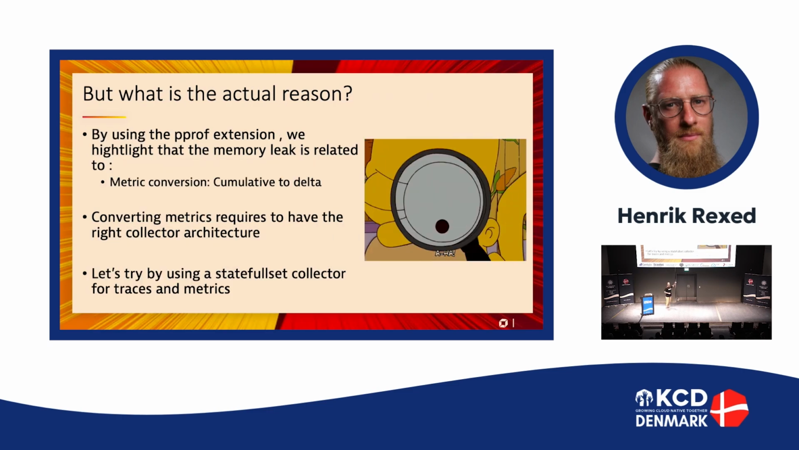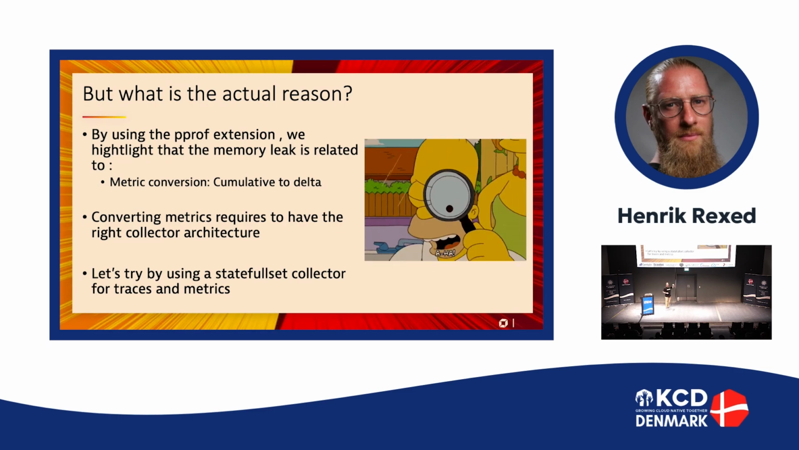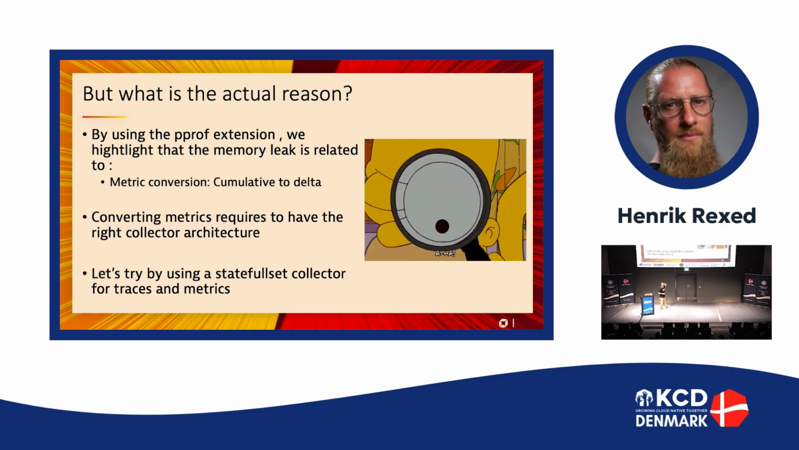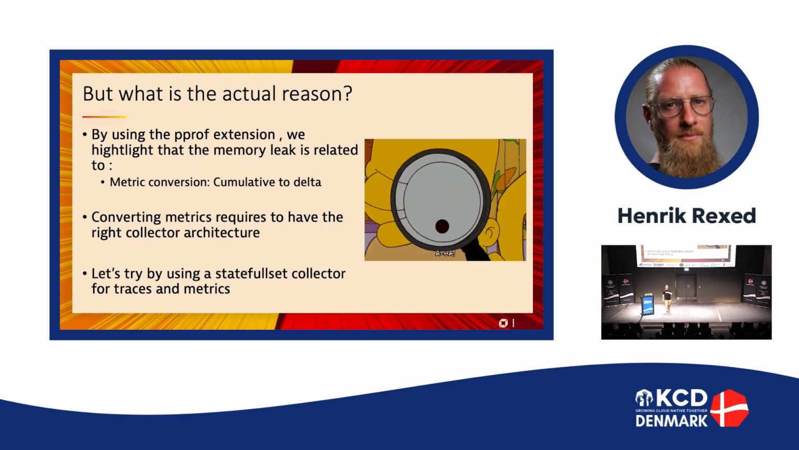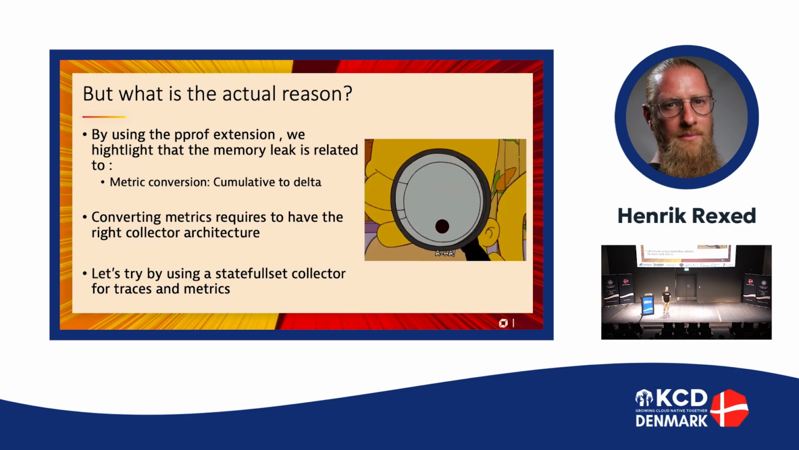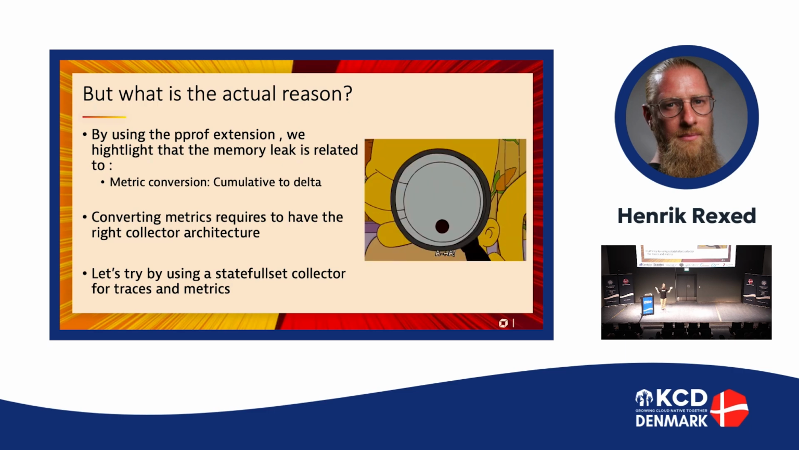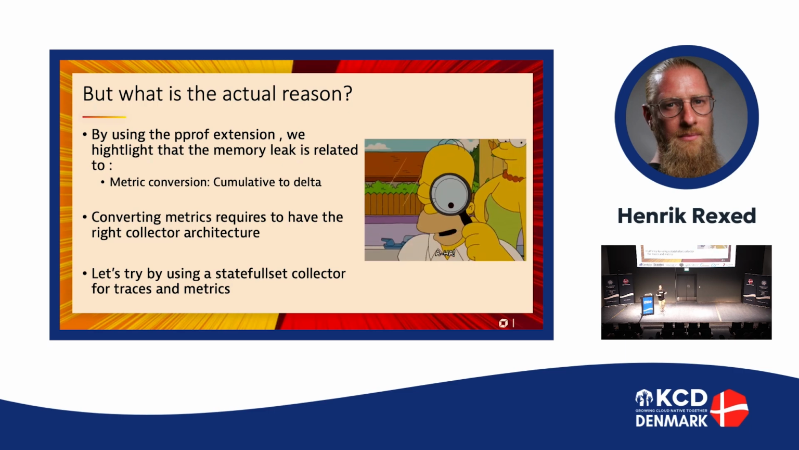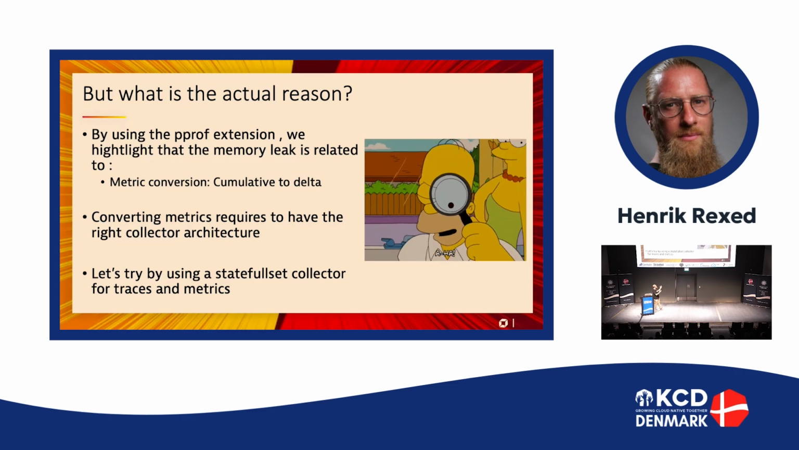The pprof extension basically allows you to get a pprof and goroutines. You have an HTTP endpoint to get that. So I was getting that. We analyzed it, and we found that the memory leak, in fact, is in the cumulative to delta conversion. Converting metrics requires a specific architecture. If you don't pay attention to your architecture, there's a notion of cache, and first of all the conversion gets messed up, and then you also mess up the cache usage of the collector.